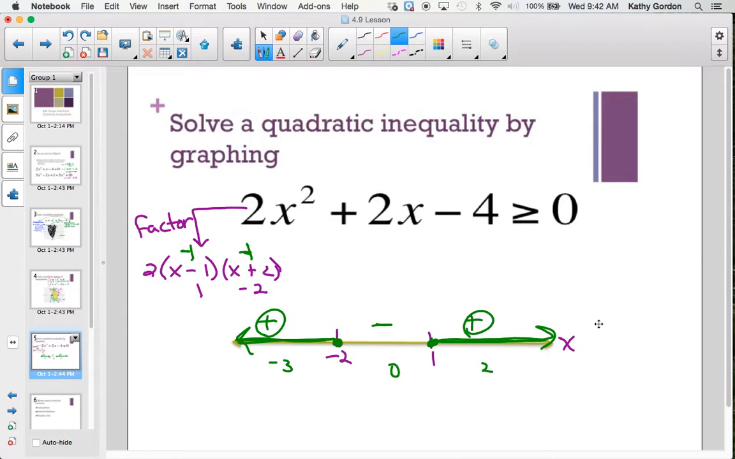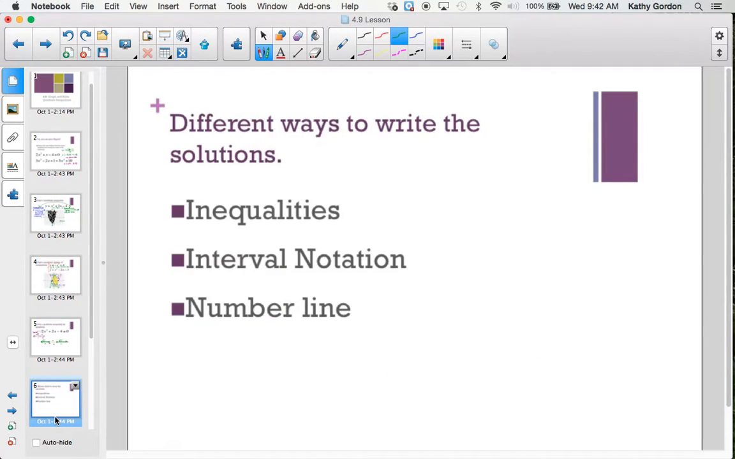So graphically now, we've just shown what our answer should be. Now when it comes to actually stating our final answer, there's a couple of ways of doing it. One is to actually graph it on the number line, which is what we just did. That's one way of showing what our solution should be. Another way is to write inequalities based on that number line.